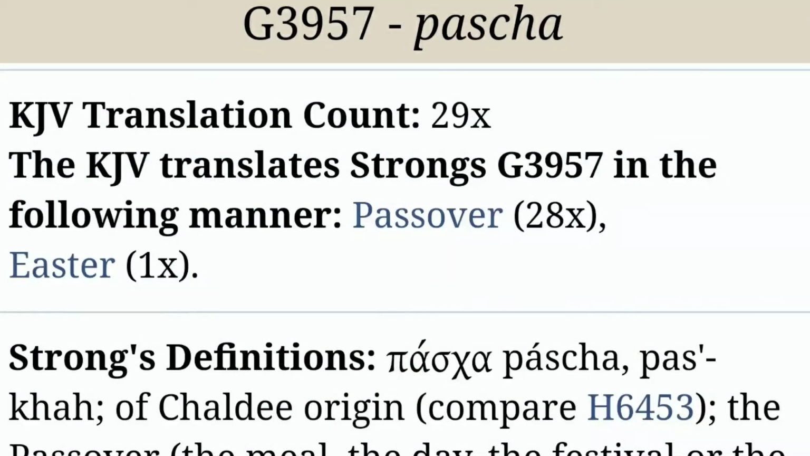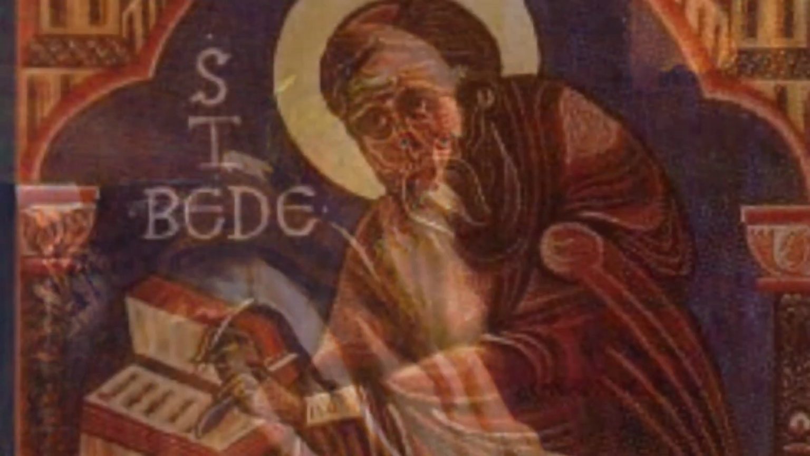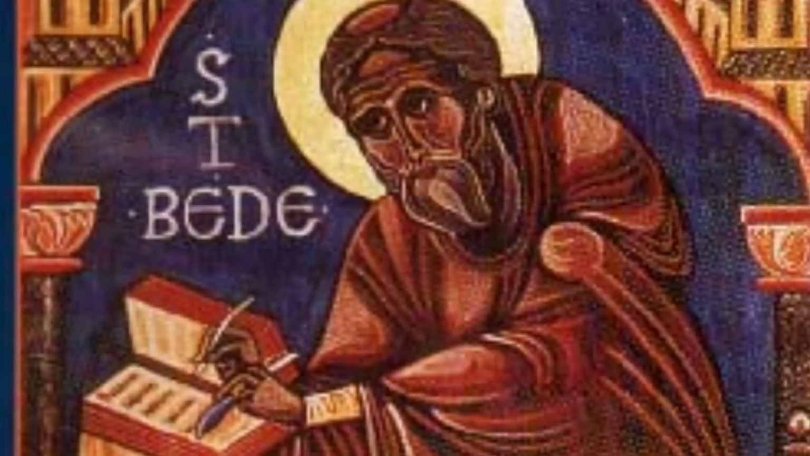What an amazing discovery. The word Easter stands for Passover in every book you look into, other than the book of a gentleman by the name of the Venerable Bede, an English monk who wrote both in Latin and English. He's thought of to have been the first person to write scholarly work in English for the first time.